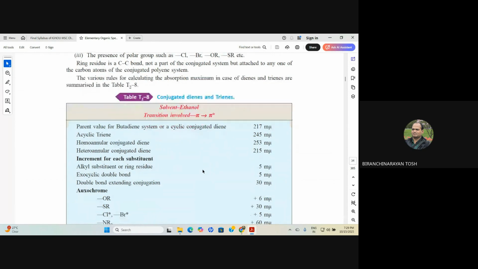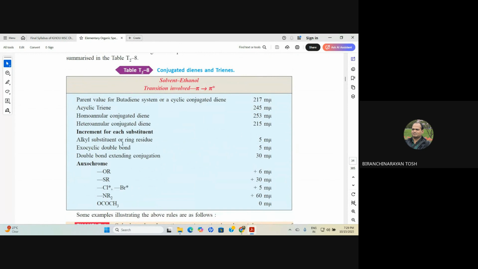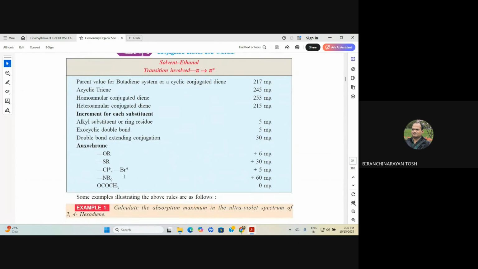And then we'll go for increment. If alkyl substituent or ring residue, then 5 millimicron. Exocyclic double bond, we have to add 5 millimicron. Double bond extending conjugation, 30. Auxochromes will be there. So if ether, 6. Then for thioether, 30. Halogen, 5 only. Secondary amine, 60, and for acetoxy group, 0.